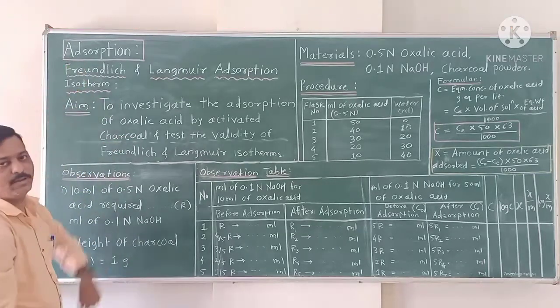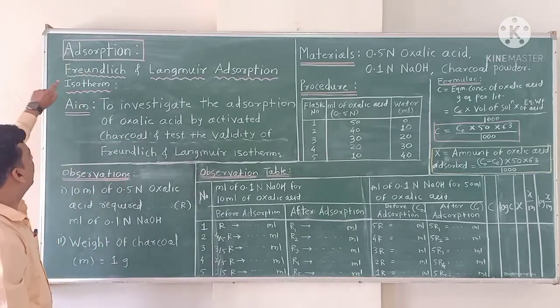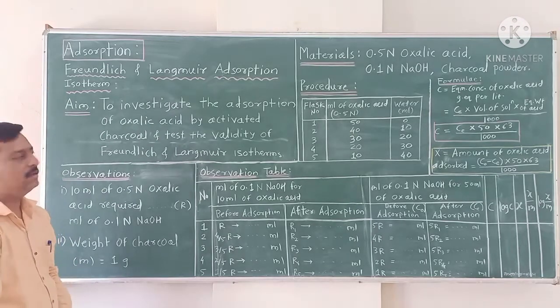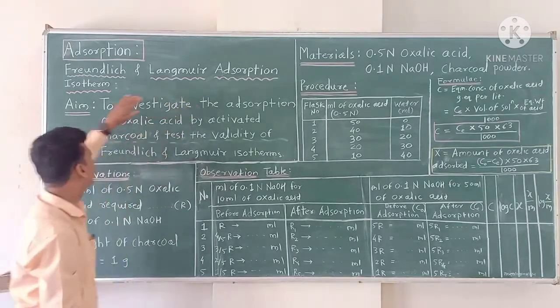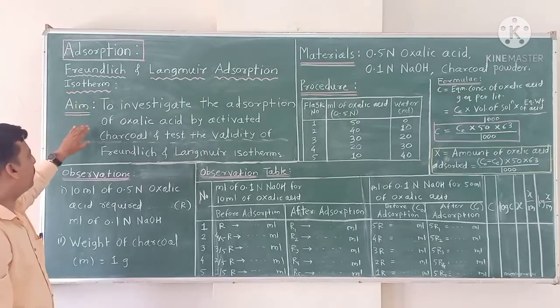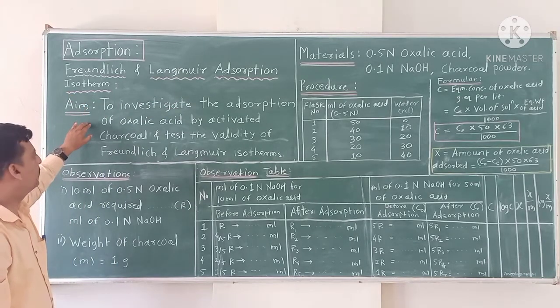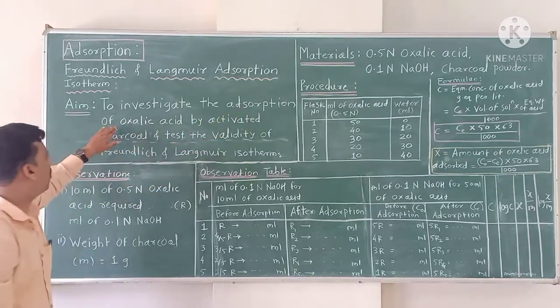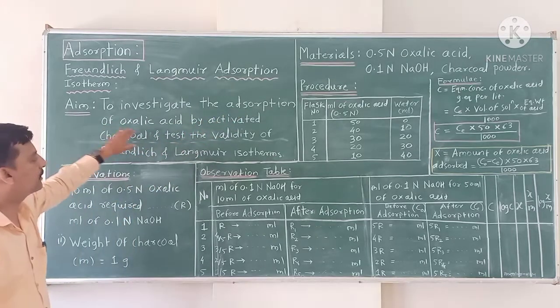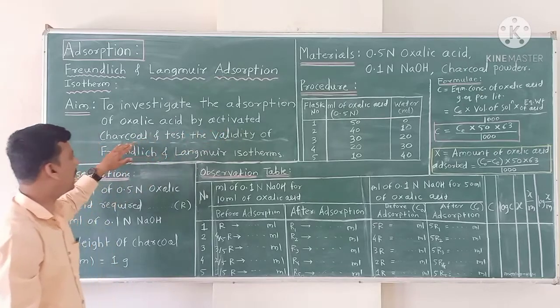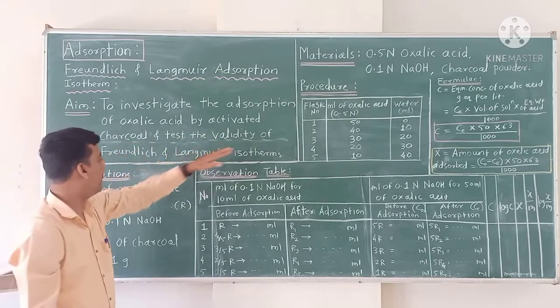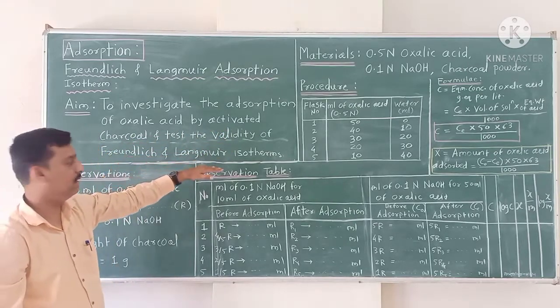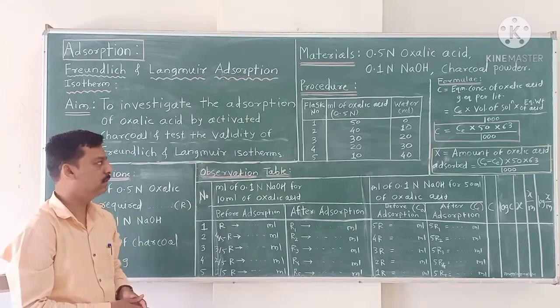Today we are discussing the experiment of adsorption. Here we have the Freundlich and Langmuir adsorption isotherms. The aim of today's experiment is to investigate the adsorption of oxalic acid by activated charcoal and test the validity of the Freundlich and Langmuir isotherms.